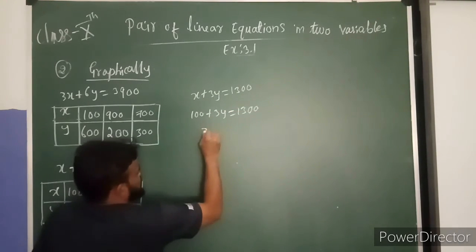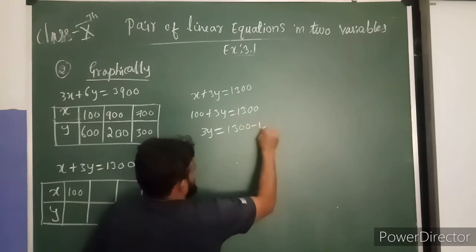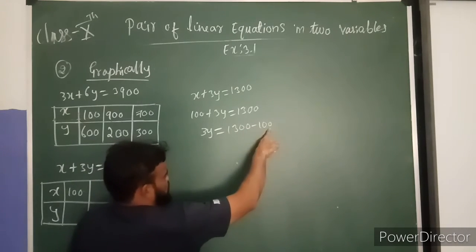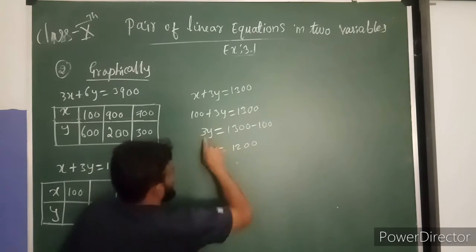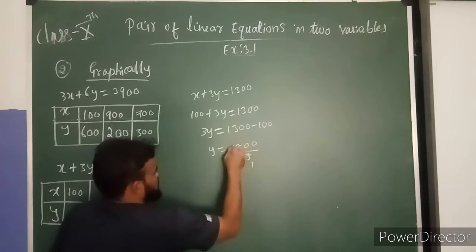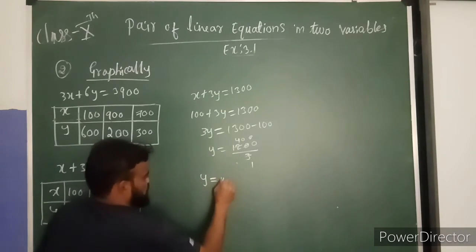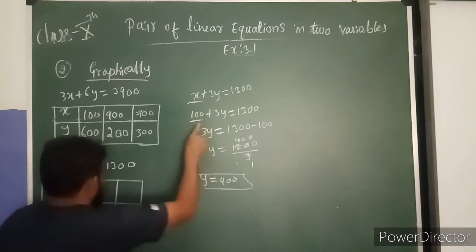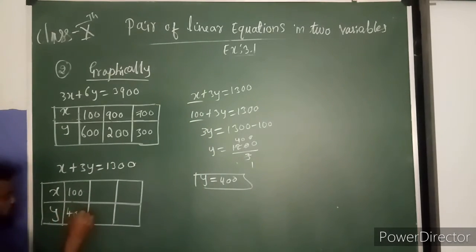If I transpose 100 to this side, 3y is equal to 1300 minus 100, that is 1200. And divided by 3, I will take down: 3 ones are 3, 3 fours are 12, 3 times 0 is 0, 3 times 0 is 0. And y is equal to 400. We got x as 100, and the y value we got when we solved is 400.